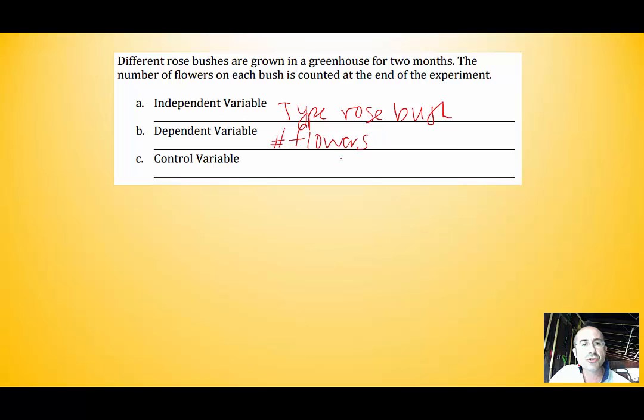Okay, so what's the control variable here? What is the control, which is without any treatment? Well, the number of flowers on each bush is counted at the end of the experiment. So different rose bushes. Well, in this case, it's very difficult. We really wouldn't have a control here, right? Because it's without the treatment. So we're only studying rose bushes here. So in which case, if there was a specific rose bush that you were comparing all of these to, okay, then you would have a control variable.